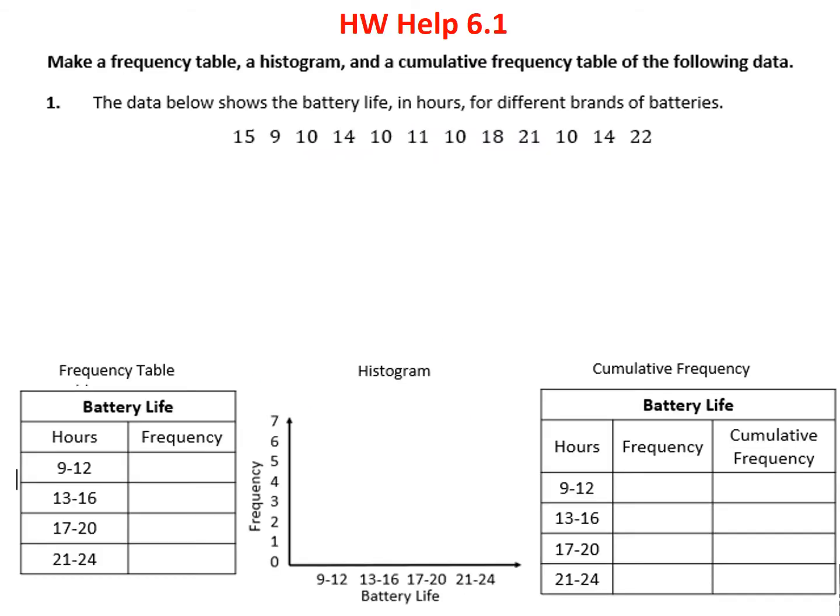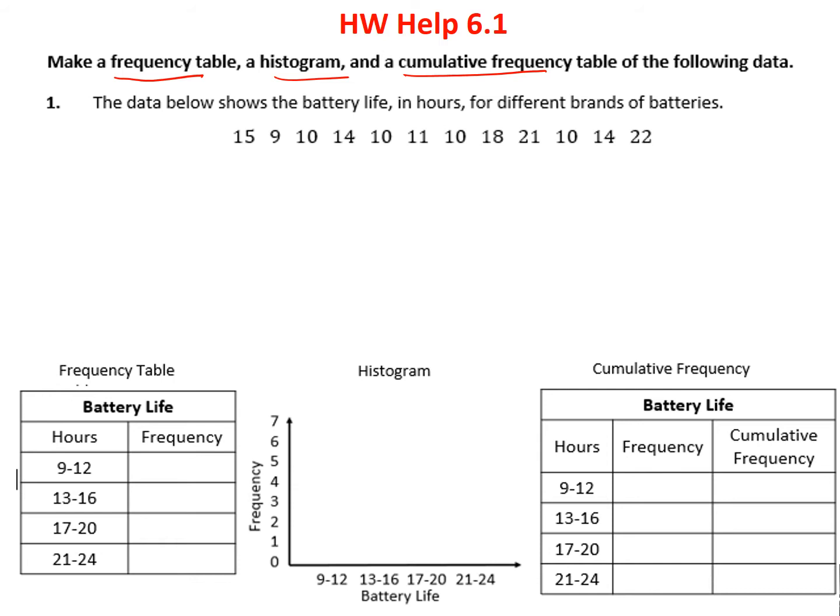All right, in our first problem, it says to make a frequency table, a histogram, and then a cumulative frequency table for the following data. There's a couple ways to do it. One of the things that I do, takes a little extra time, but it'll be helpful later on, is just to write them in numerical order.